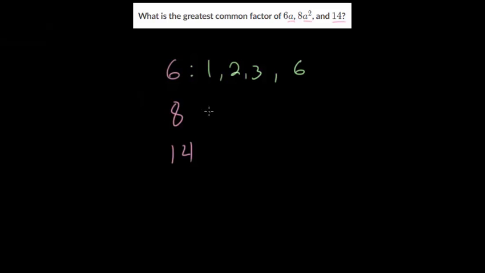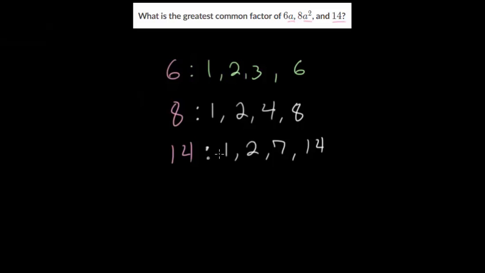And let's do the same thing for 8. So we can divide 8 by 1, by 2, by 4, and by itself, by 8. And then for 14, this is divisible by 1, by 2 since it's an even number, and since 2 goes into it, you could divide it by 2 to find that other factor pair, which is 7. So 2 times 7 is 14. And then 14 will also divide evenly into it.